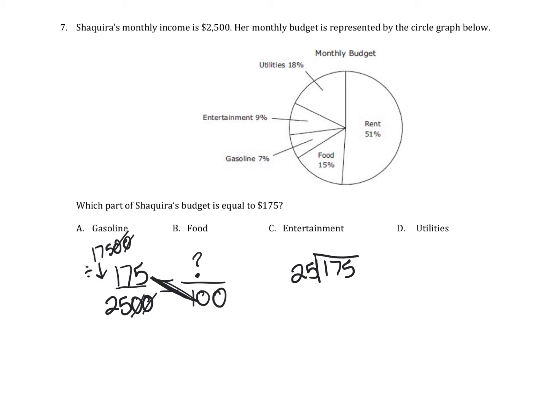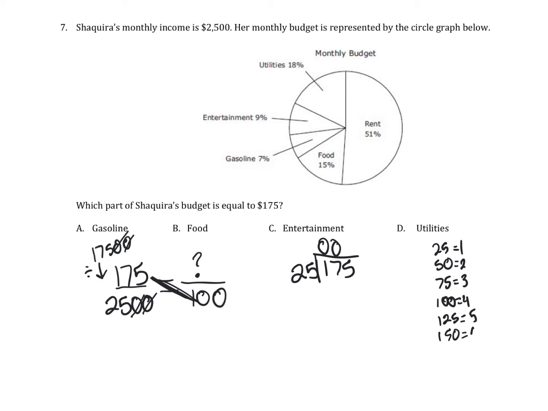So now we have to divide. 25 goes into 1 0 times, into 17 0 times, and into 175. Well, let's write out the multiples. 25, 50. That's 1, that's 2. 75, 3. 100 is 4. So 125 is 5.